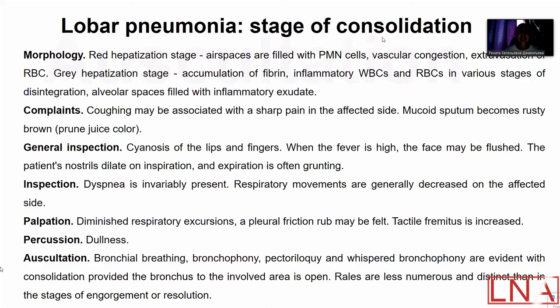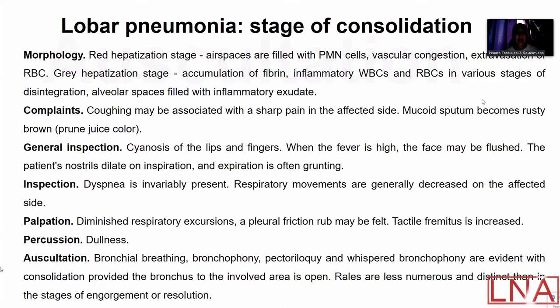About the main complaints of a patient with lobar pneumonia in the stage of consolidation: coughing may be associated with a sharp pain on the affected side, and mucoid sputum becomes rusty and brown, maybe some prune juice color. During general inspection, cyanosis of the lips and fingers, the fever is high, the face may be flushed. The patient's nostrils dilate on inspiration and expiration is often grunting. About inspection, dyspnea is invariably present, and respiratory movements are generally decreased on the affected side.